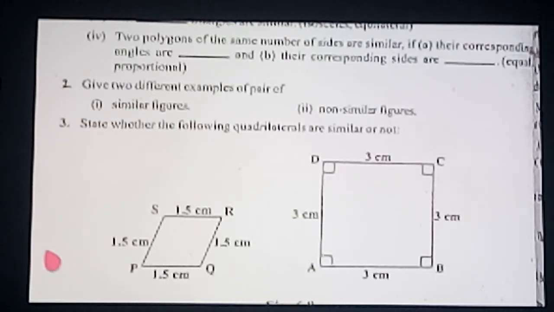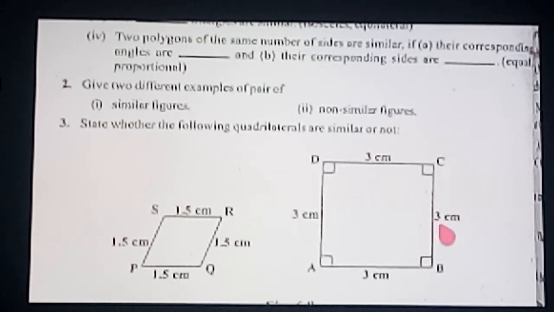First condition we can verify. See here, angle A is 90, so can you say angle P is 90? No. Therefore angle A is not equal to angle P. Angle B is not equal to angle Q, angle C is not equal to angle R, angle D is not equal to angle S. But the sides are in the same proportion. See here, PQ by AB, how much is it? 1.5 by 3, that means 1 by 2.